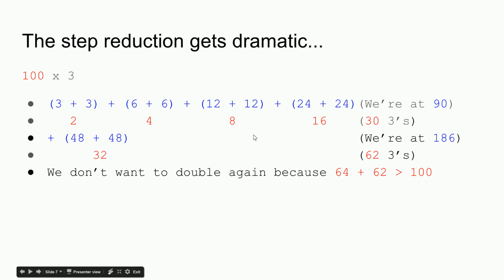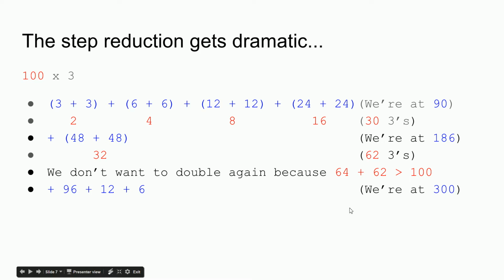But we don't actually want to double again, because 48 plus 48 is 96. If we did 96 plus 96, that would actually be adding 64 more threes. So if we're already at 62, and then we add our additional 64 threes, we're going to be way over the 100 that we're looking for. So we don't want to double.